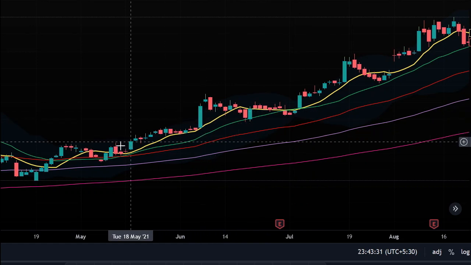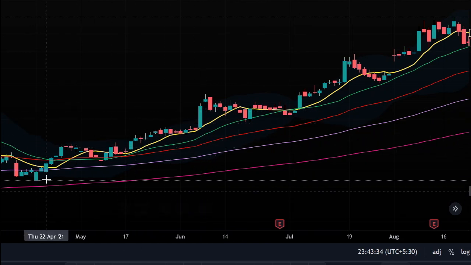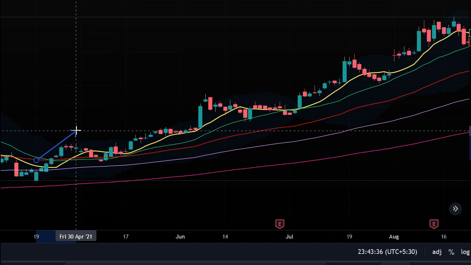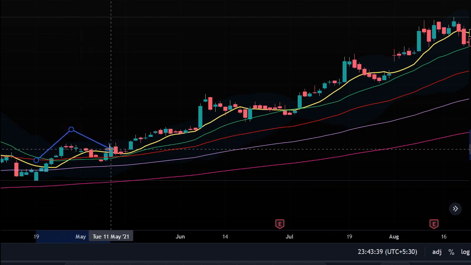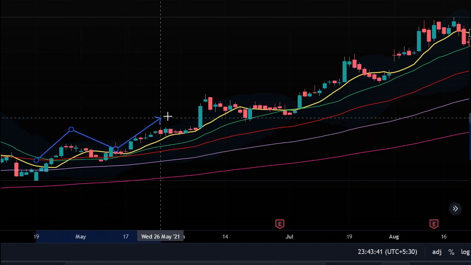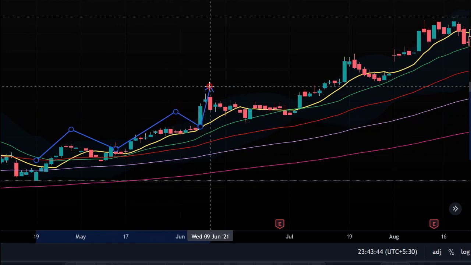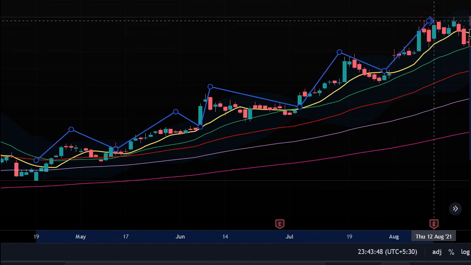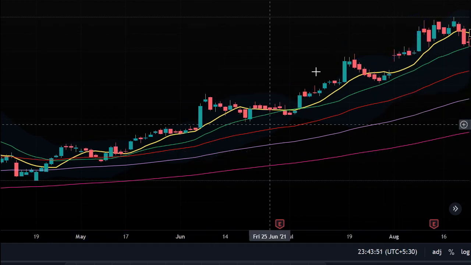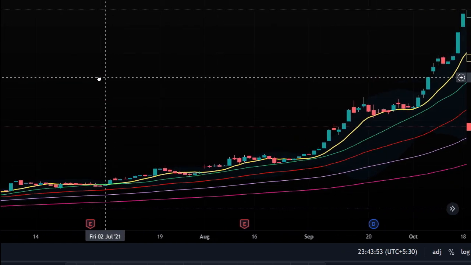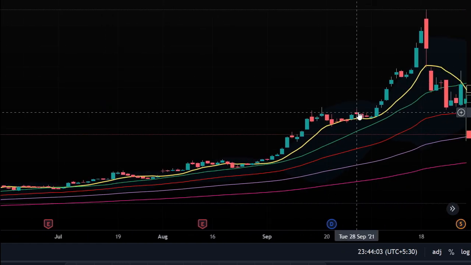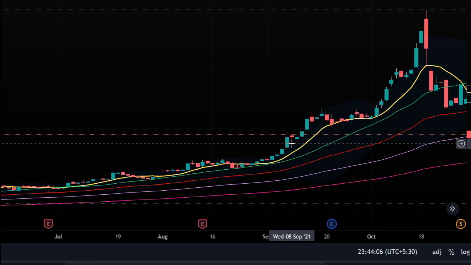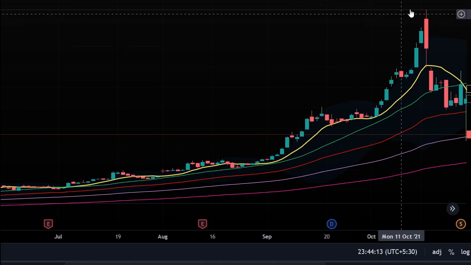This is an impulse wave, correction wave, impulse, correction, impulse, correction, impulse, correction, impulse. That's how the price moves. And you can see again the price is moving up and up according to the moving average. It is highly bullish.